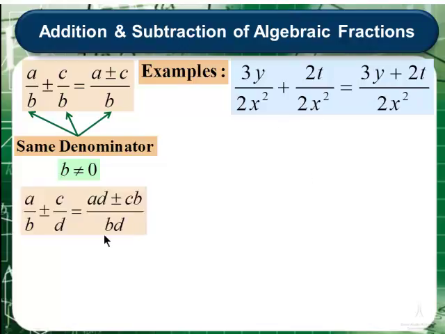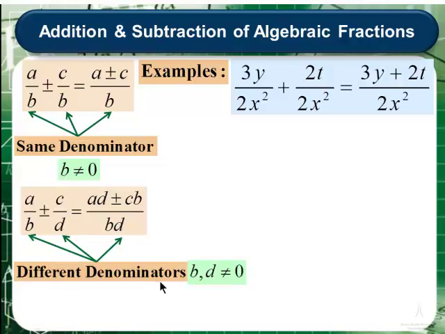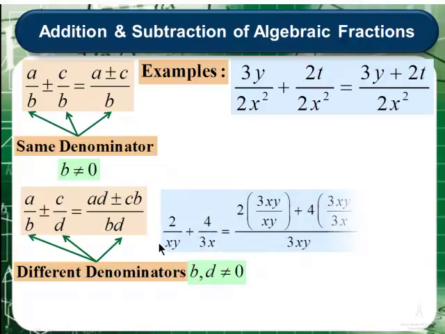The second scenario is somewhat more complicated than the first, in that we have two different denominators, b and d, both being non-zero. In such a case, we add or subtract two algebraic fractions together. We will demonstrate how to do this by using an example.